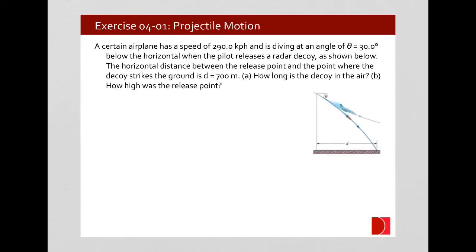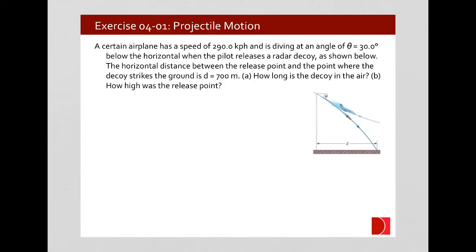Here we have a projectile motion problem where we're looking at an airplane that's flying through the air. It's diving downwards. It's going to drop a radar decoy. Once the airplane drops the radar decoy, that decoy is then flying through the air. It's only under the effect of gravity, and thus it's an example of projectile motion.